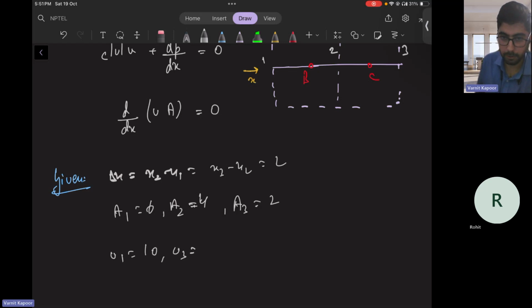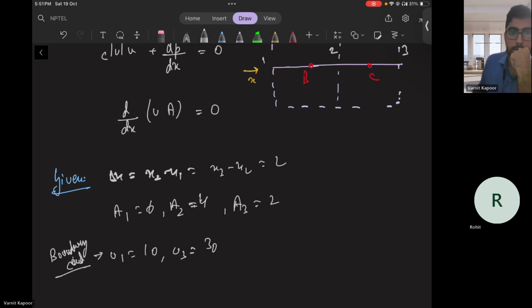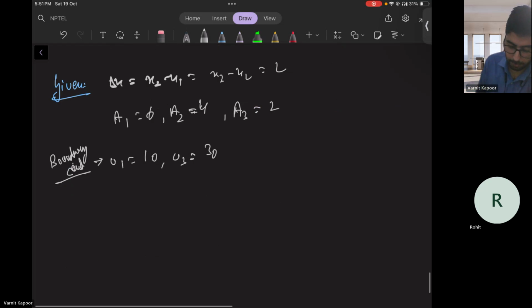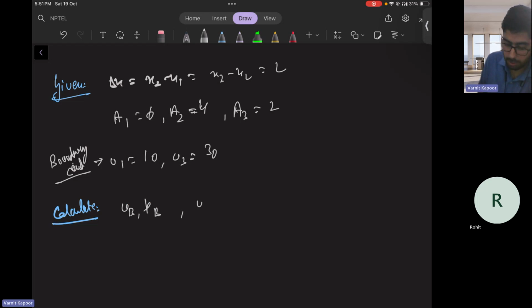See the boundary velocity conditions. Need to calculate U3, sorry, UB, PB, QC, PC, and boundary pressures P1 and P3.